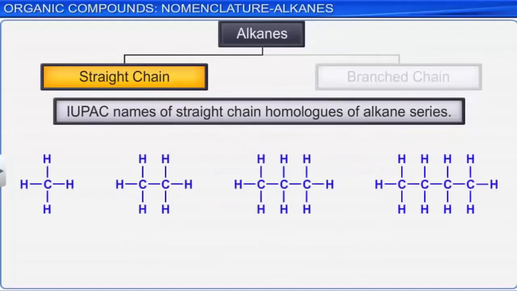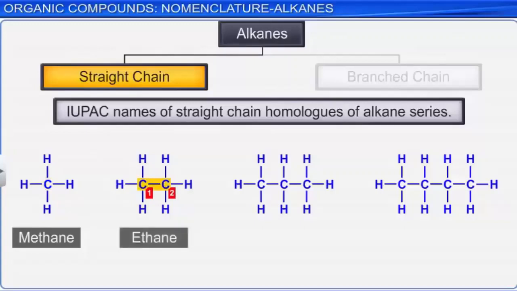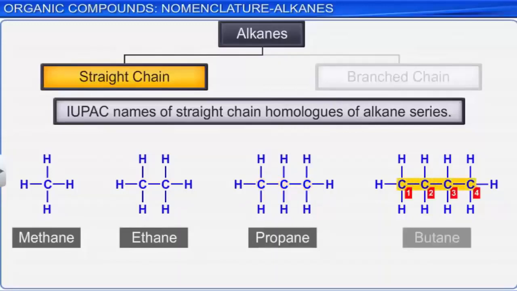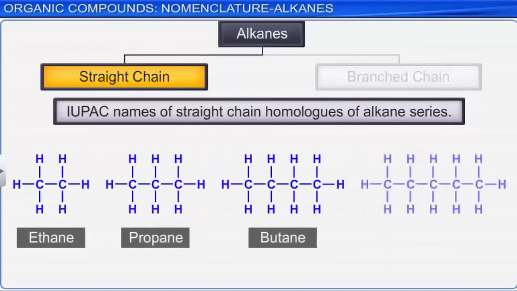The IUPAC name of an alkane having 1 carbon atom is methane. The IUPAC name of an alkane having 2 carbon atoms is ethane. The IUPAC name of an alkane having 3 carbon atoms is propane. The IUPAC name of an alkane having 4 carbon atoms is butane. The IUPAC name of an alkane having 5 carbon atoms is pentane, and so on, as shown here.